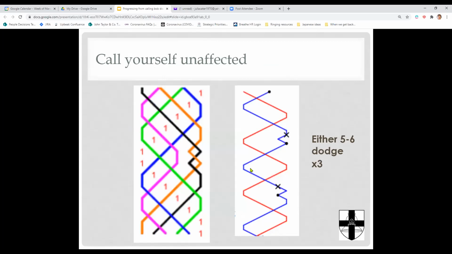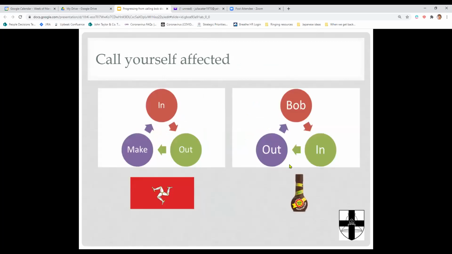So I suggest that this is a nice starting point, although it is worth remembering that it's arguably even easier to call yourself either unaffected or in outmake. It's just that it takes quite a bit longer and we don't have that much time if we've got a number of people to get through. So that's my suggestion.